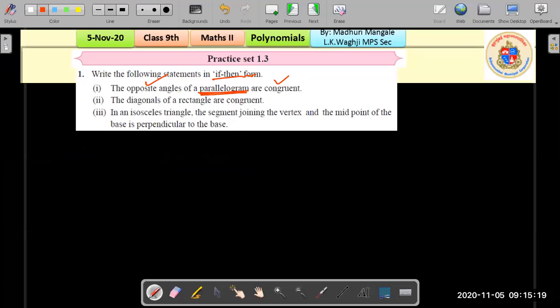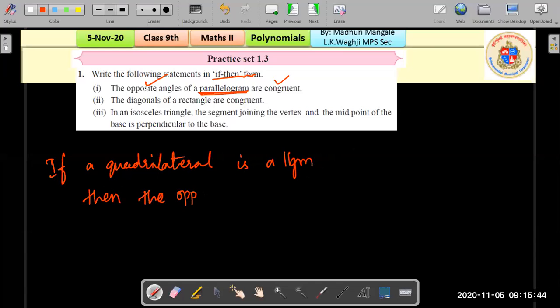Parallelogram belongs to the quadrilateral family, and hence we use the word quadrilateral here, stating if a quadrilateral is a parallelogram. This is a symbol for parallelogram, students. So if a quadrilateral is a parallelogram, then what will happen? Then the opposite angles are congruent. So that is how we insert if and then here. Okay, good with the first one. Let's move to the second one now.